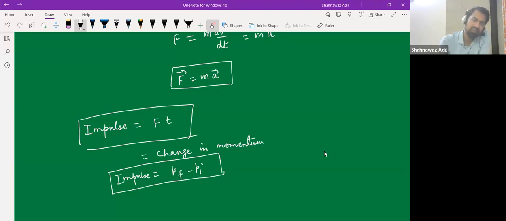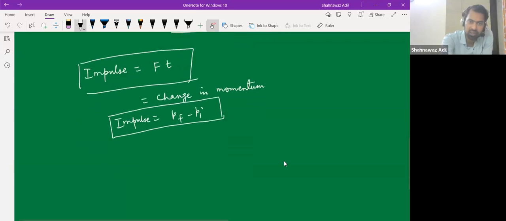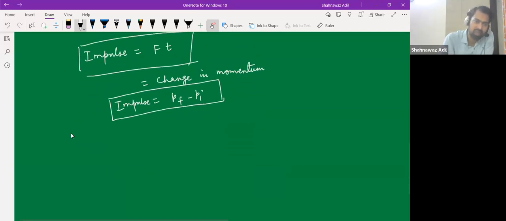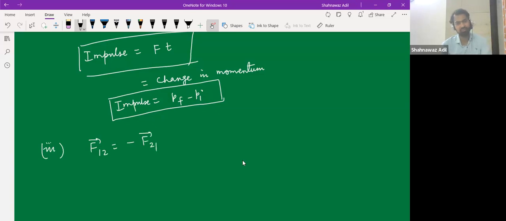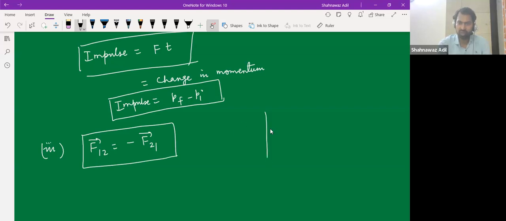We also saw from the third law of motion that forces are equal and opposite, right? Whenever you strike a ball against a wall, the wall applies the same force on the ball. So the forces are equal and opposite. Action and reaction are equal and opposite. This we learn from the third law of motion, right?